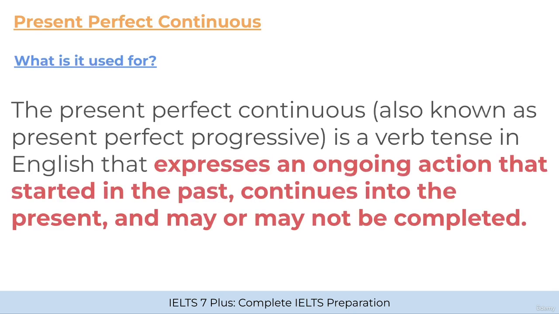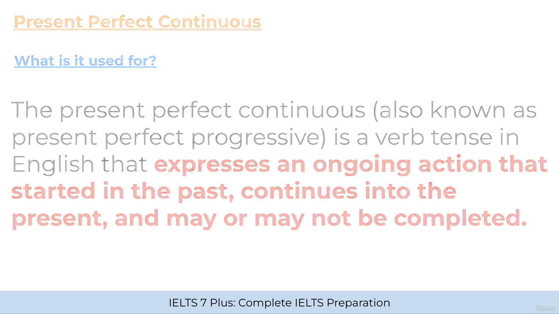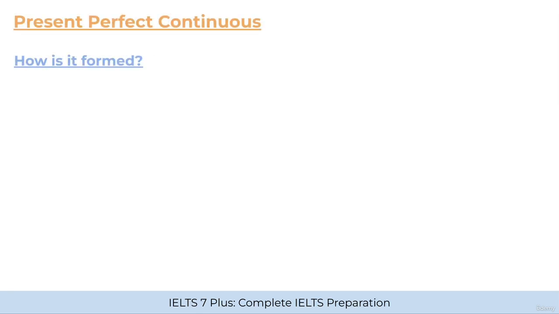So the uses for this tense, well, we want to use this to express an ongoing action that started in the past. Okay, well that's the same as the present perfect. Continues into the present. And this is where it's different. So it may or may not be completed, right? So it might be ongoing.